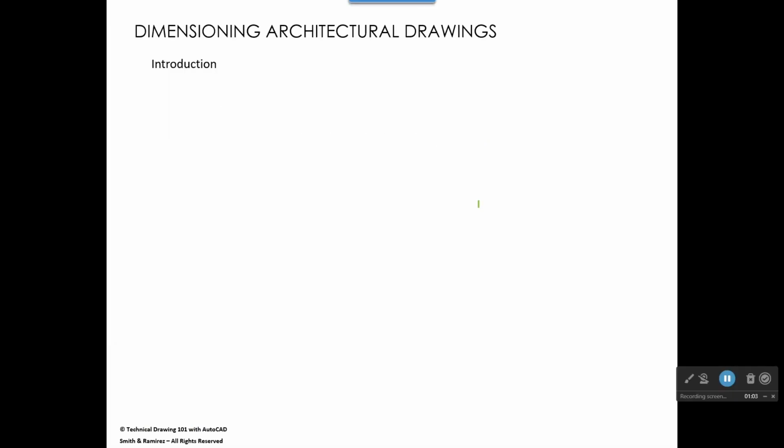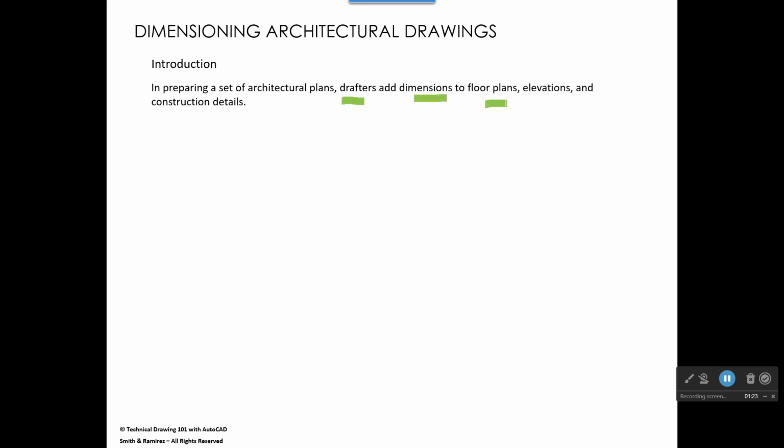Whenever we're dimensioning floor plans, what usually happens is that the designer, who may be an architect, will turn over the job of drawing the floor plans and the elevations and things to drafters. And drafters are responsible for adding the dimensions to the floor plans, to the elevations, and to other construction details. So just like with mechanical drawing, it's the responsibility of the drafter to accurately transfer the dimensions from the designer's input to the finished drawing.